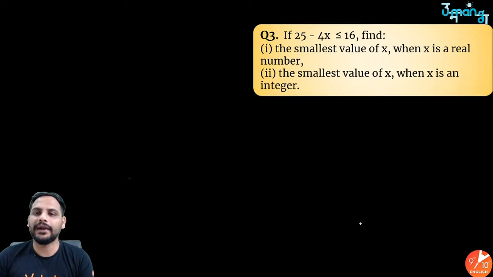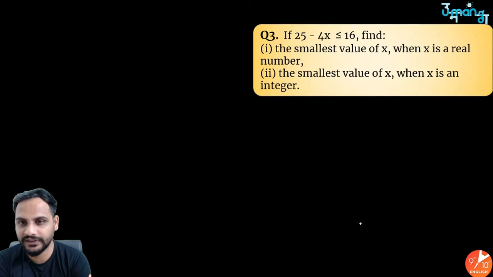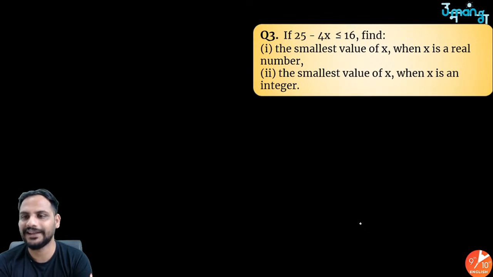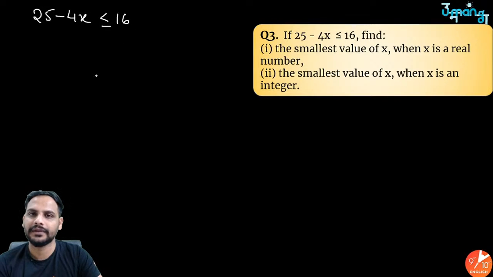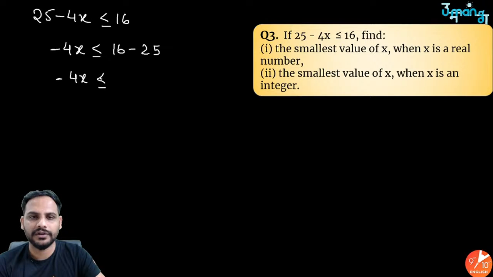Next question, look. If 25 minus 4x is less than or equal to 16, find, first one, the smallest value of x when x is a real number, the smallest value of x when x is an integer. So first, let's solve this inequation. I have 25 minus 4x is less than or equal to 16. I can shift this 25 over there. So minus 4x is less than or equal to 16 minus 25, which is minus 9. Now if I cancel negative with negative, leaving 4x, the inequality sign should change, correct? So x is greater than or equal to 9 by 4.